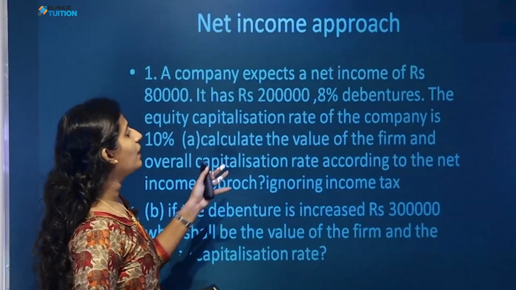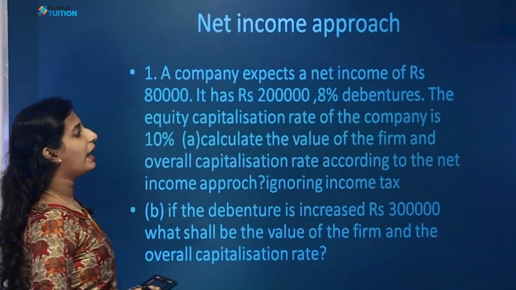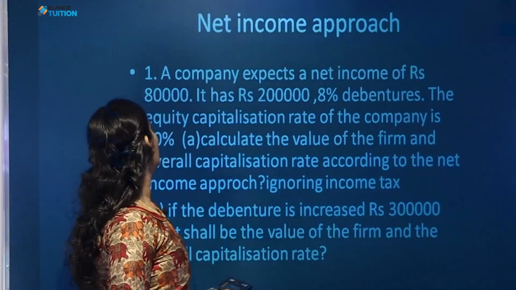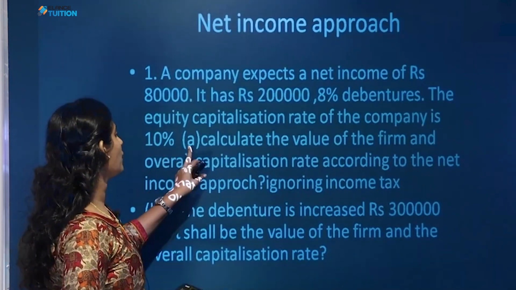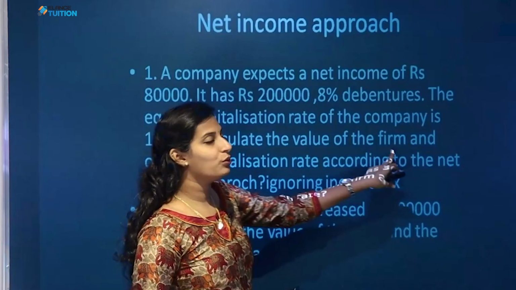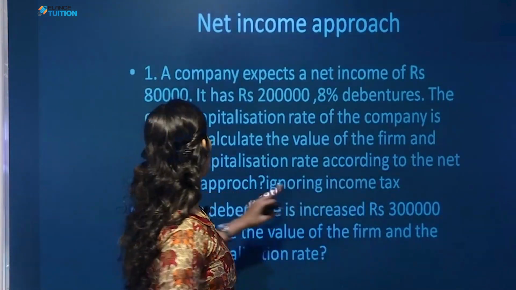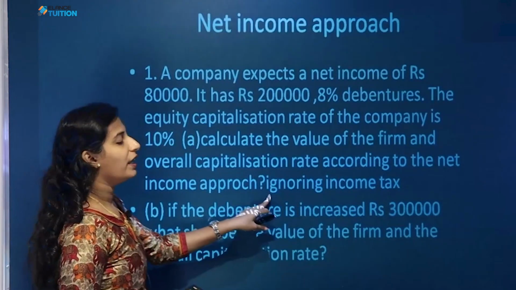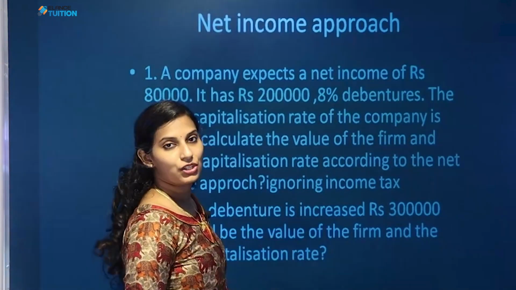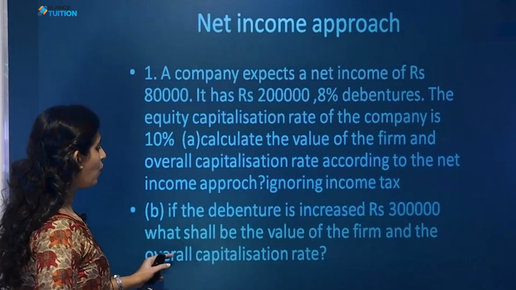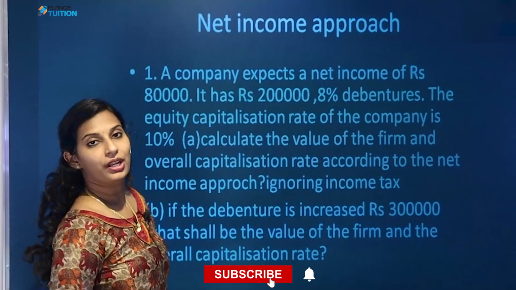A company expects a net income of rupees 80,000. It has 2,80,000 debentures. The equity capitalization rate of the company is 10%. First one, calculate value of firm and overall capitalization rate according to the net income approach. Ignore income tax. Second one, if the debenture is increased to rupees 3 lakh, what shall be the value of firm and the overall capitalization rate?